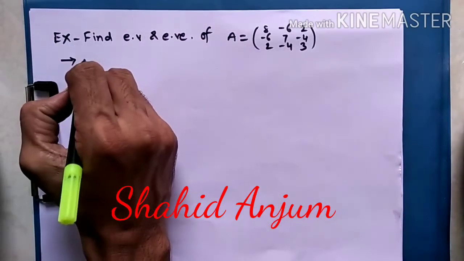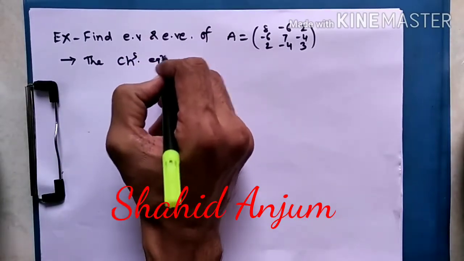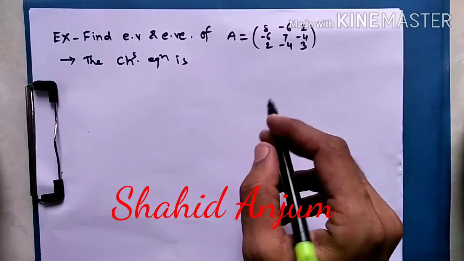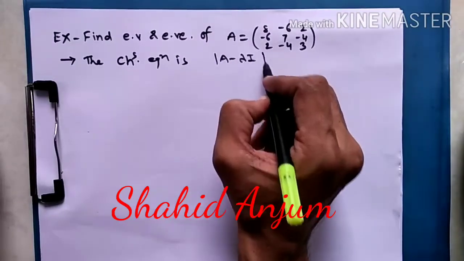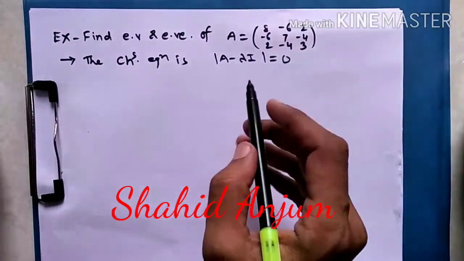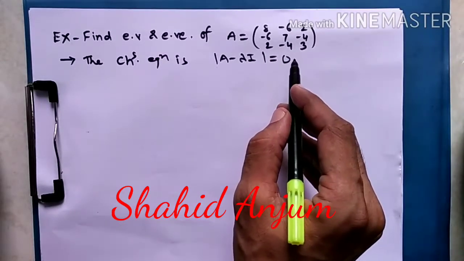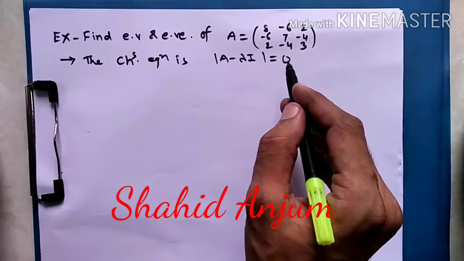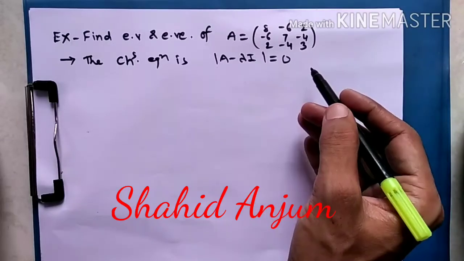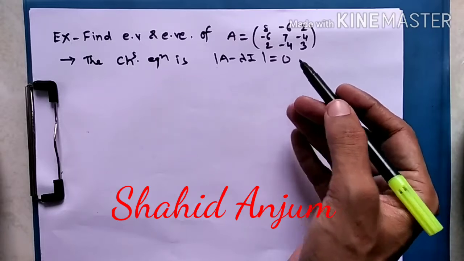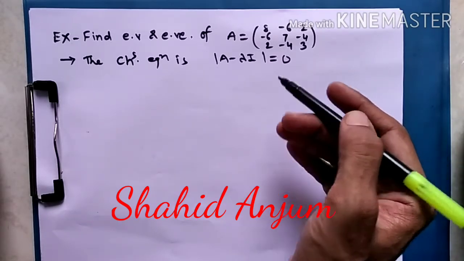So the first step is to solve the characteristic equation. You can recall what the characteristic equation was: it is determinant of A minus lambda I equals 0. We discussed in the first lecture how we get this determinant equal to 0. If this determinant is 0, it guarantees that eigenvectors will be non-zero. We will get a non-zero solution for the given homogeneous system of linear equations.